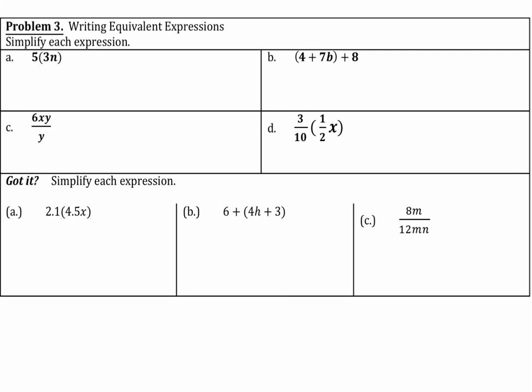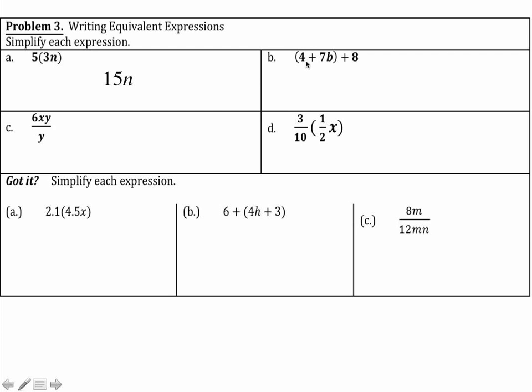All right, problem number 3, writing equivalent expressions. So use these properties to help you simplify the expressions. So 5 times 3n, well, remember what 3n means. 3n means 3 times n. So that would just be 5 times 3, which is 15, times n, which is just 15n.